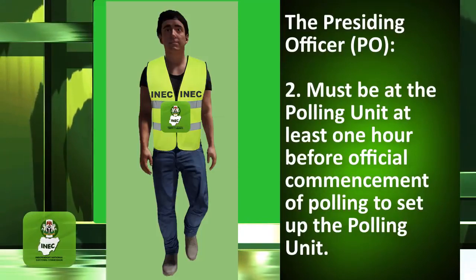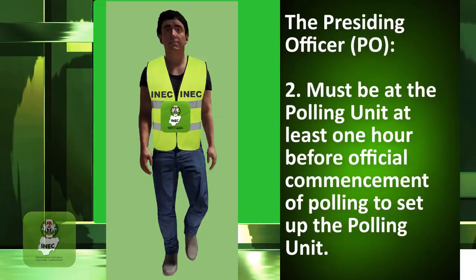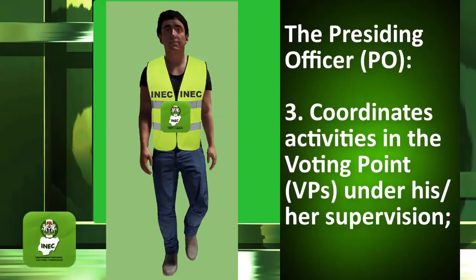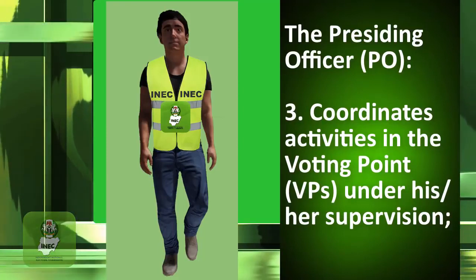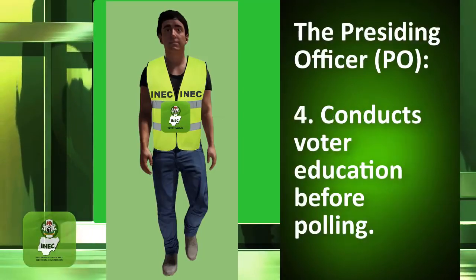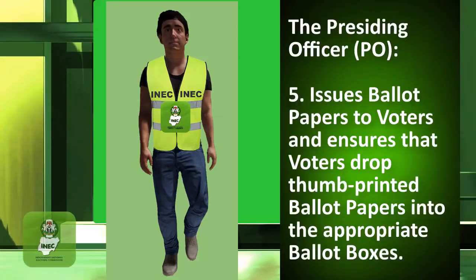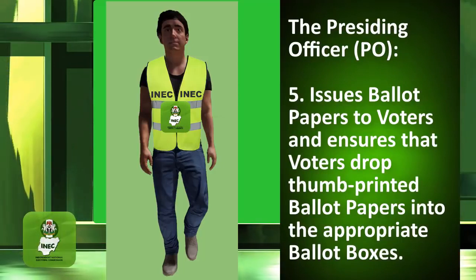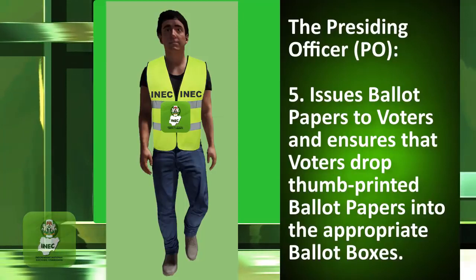2. Must be at the polling unit at least 1 hour before official commencement of polling to set up the polling unit. 3. Coordinate activities in the voting points, VPs, under his or her supervision. 4. Conducts voter education before polling. 5. Issues ballot papers to voters and ensures that voters drop thumb-printed ballot papers into the appropriate ballot boxes.